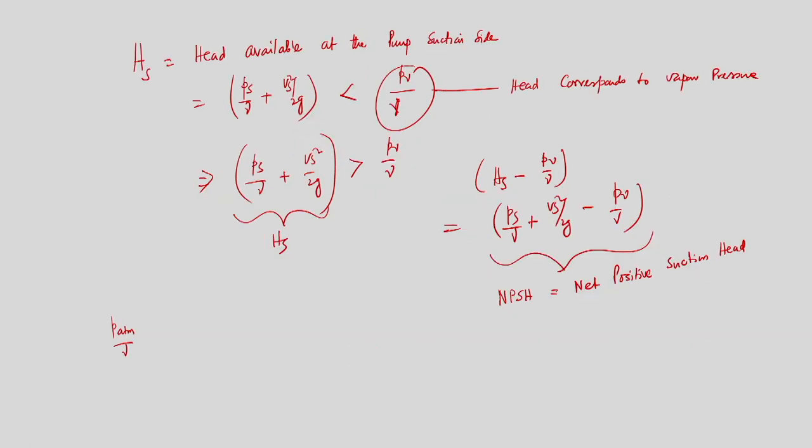So I can write P atm by gamma plus 0 is equal to P S by gamma plus V S square by 2 g, that is the pressure at the suction side at point S and velocity at the suction side at point S, plus the static height, plus there will be some frictional losses, so plus H F. So this is the expression: P atm by gamma is equal to P S by gamma plus V S square by 2 g plus H S plus H F.